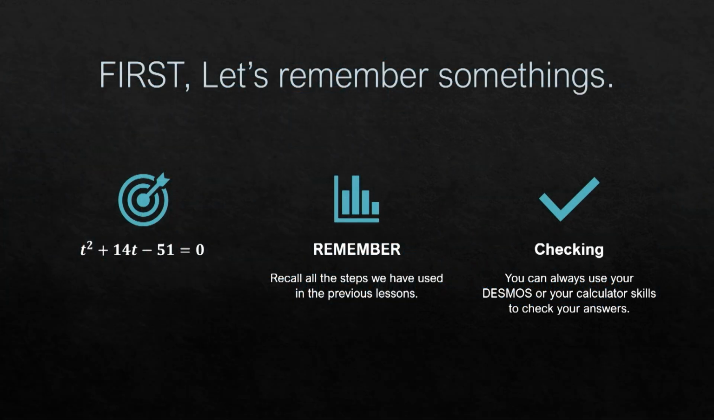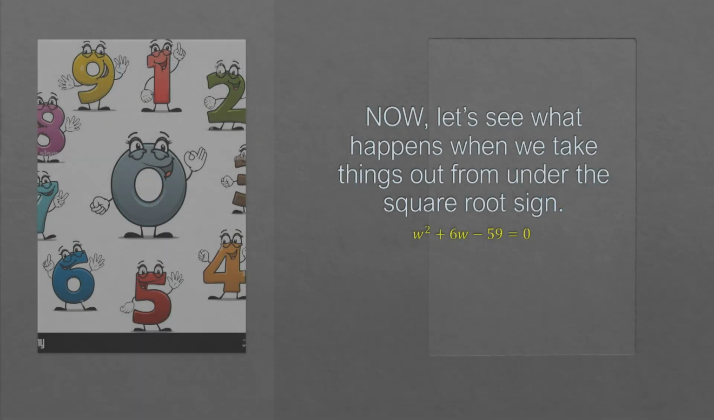First, let's remember something. We've got our standard form, A, B, and C. We need to remember and recall the steps that we used in our previous lessons when we were working these different types of quadratics. And we can always check our answers with Desmos or our calculator skills that we've learned. So we want to make sure that we have those. Now let's see what happens when we take things out from under the square root symbol. So that should give us a hint of what we're doing.